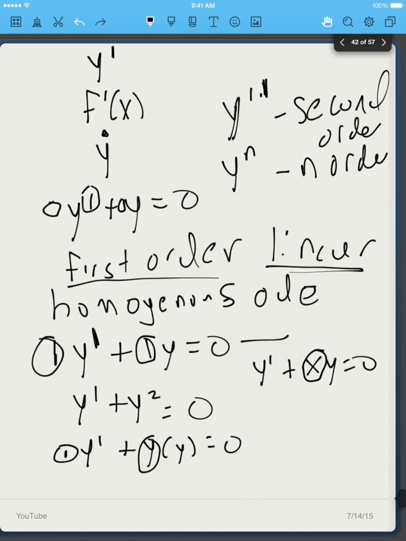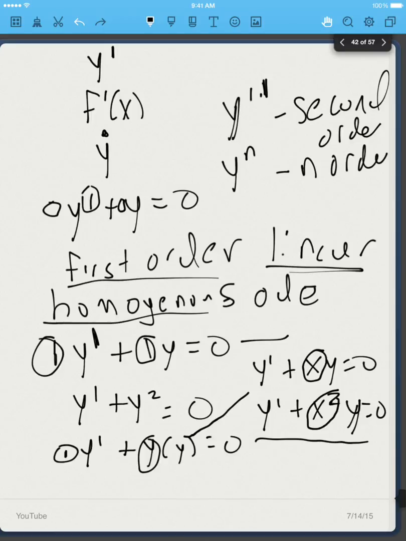And even if x was nonlinear, let's say y prime plus x squared y equals 0, this is still linear, because even though x squared is nonlinear, the coefficient itself is not dependent on y or its derivatives. So that makes the ODE itself linear. So what does this homogeneous ODE mean? I'll go to the next page for this.